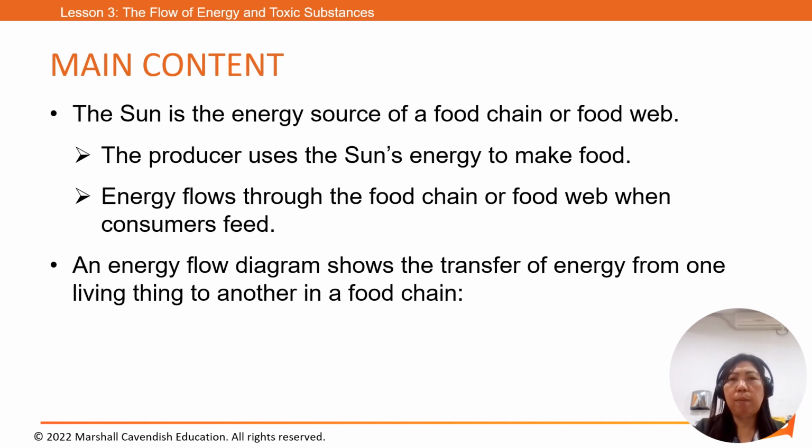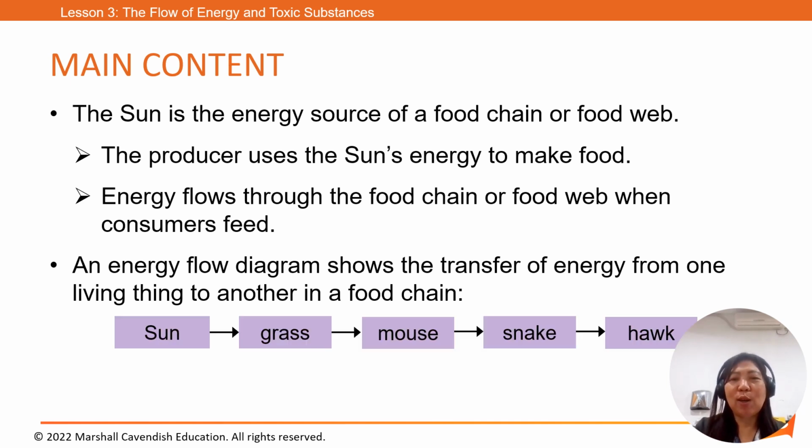The next question, let's think about it. Will more energy be transferred to the hog if it eats the mouse instead of the snake? The answer is yes, very good. So let's see this example. The sun, eaten by the grass, eaten by the mouse, eaten by the snake, and eaten by the hawk.